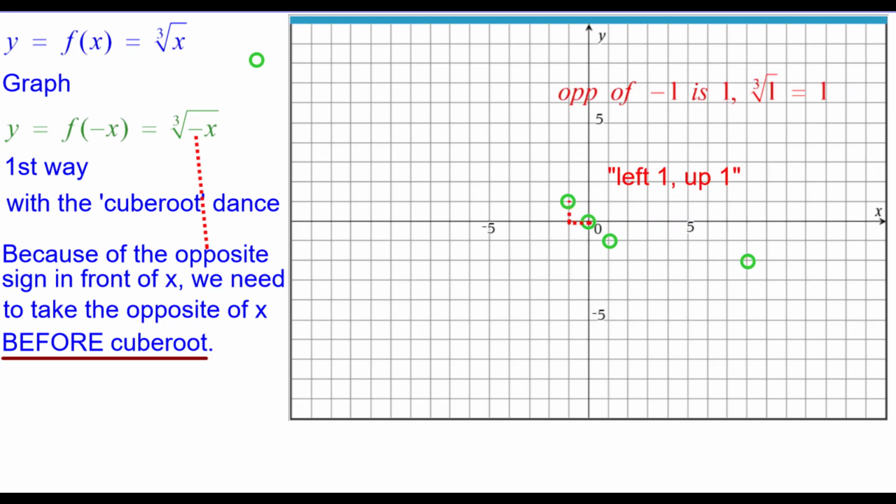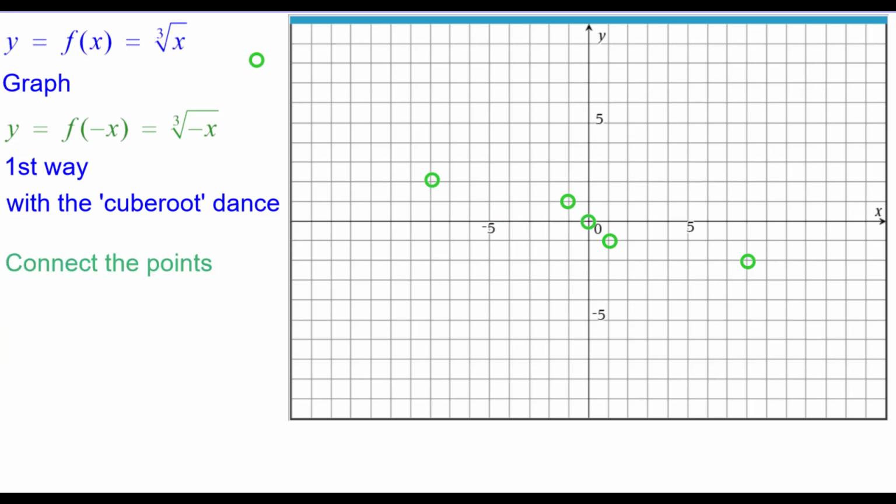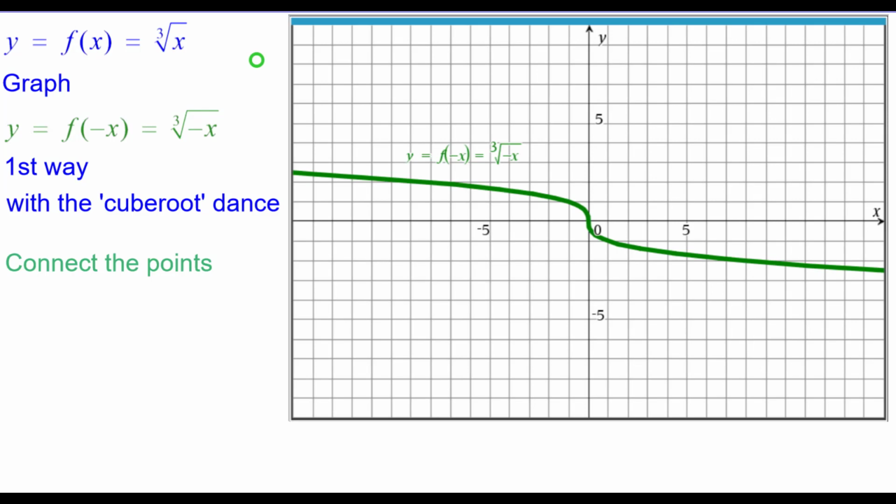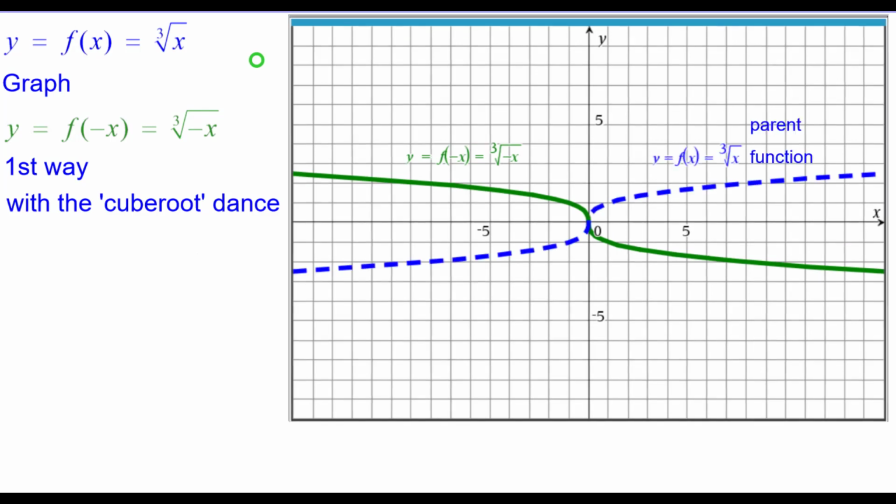Going in the other direction, left 1, up 1. The opposite of -1 is +1 and the cube root of +1 is 1. And then the opposite of -8 is 8. Cube root of 8 is 2, so left 8, up 2. Connect the points, and we get our beautiful cube root graph.